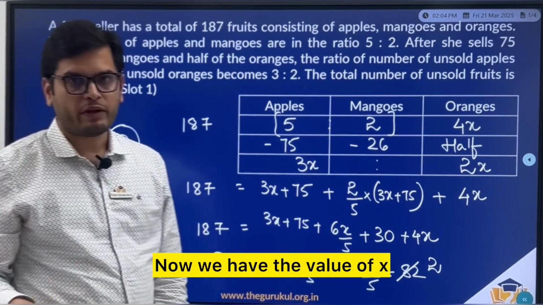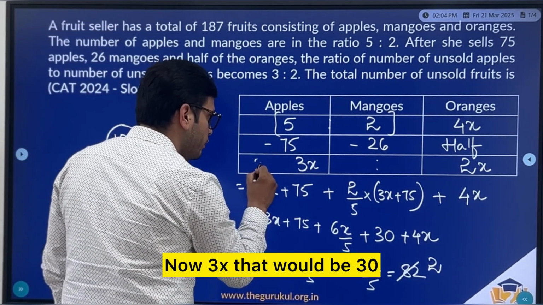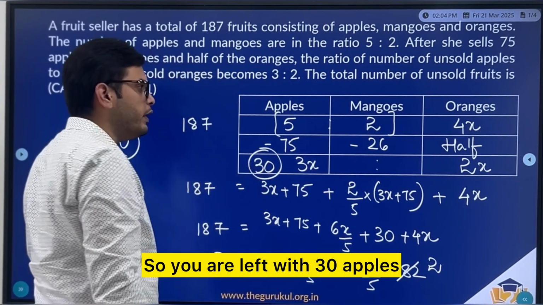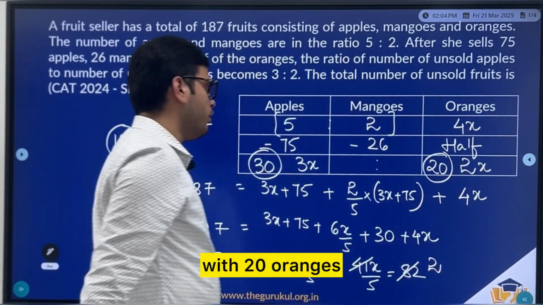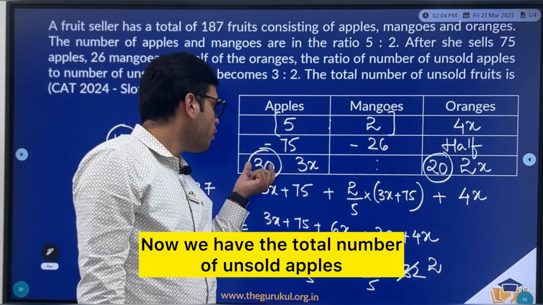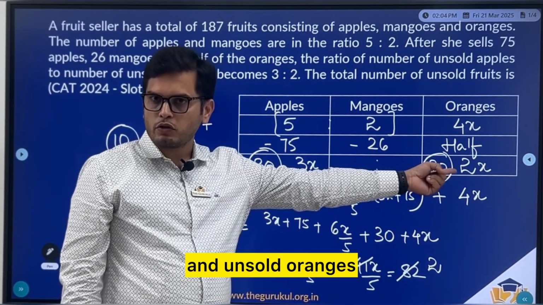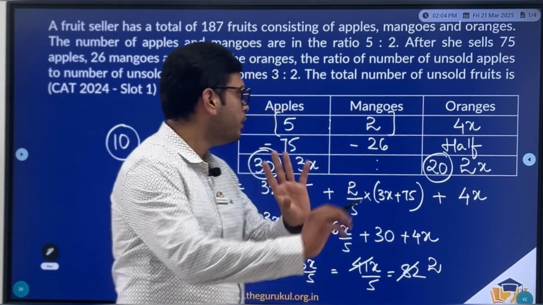Now we have the value of x, right? Let's substitute that. Now 3x, that would be 30. So you are left with 30 apples. 2x, we are left with 20 oranges. Now what was the total number of unsold fruits? Now we have the total number of unsold apples and unsold oranges. So to answer this question, we need to find the total number of unsold mangoes, right?